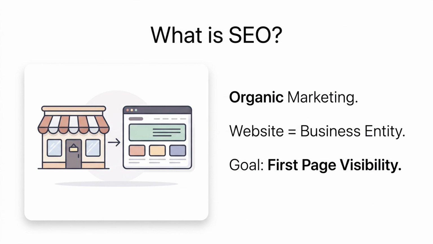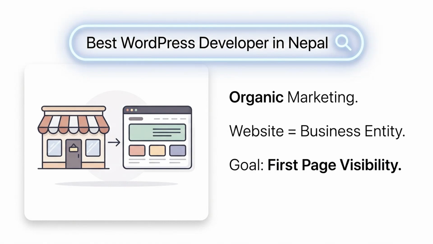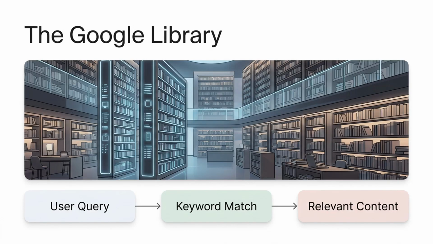The ultimate objective is to secure a spot on the first page of search results, as visibility directly dictates your business success. It always begins with a specific question. For example, if a user types "best WordPress developer in Nepal," the search engine's goal is to provide the most accurate answer. If your site is optimized for those exact terms, it appears as the solution to their problem, capturing highly targeted traffic. Think of Google as an unimaginably massive library. When a user wants to find a specific book, they do not browse randomly. They type a precise keyword into the catalog.